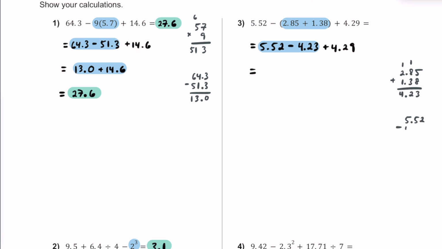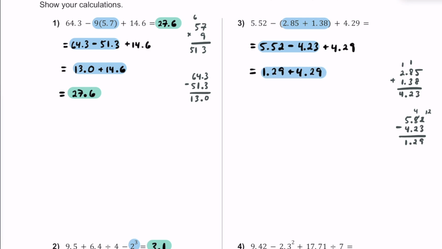5.52 minus 4.23. If we go ahead and subtract here, we're going to have to borrow, make this a 4, make this a 12. 12 minus 3 is 9. 4 minus 2 is 2. 5 minus 4 is going to be 1. So we're looking at 1.29 plus this 4.29.